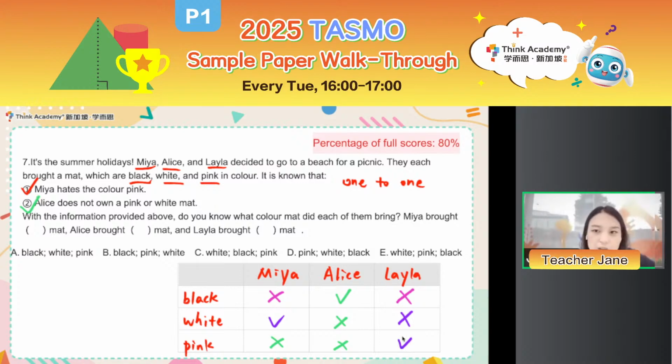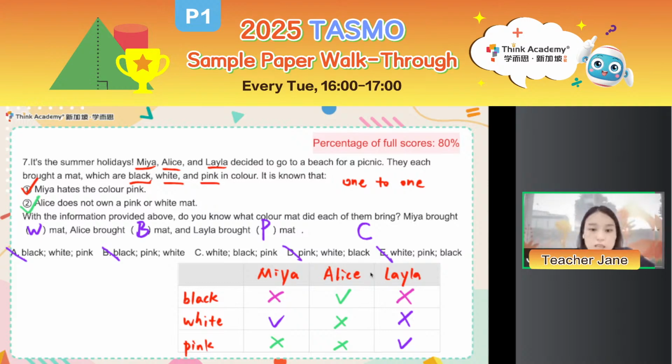So according to here, we can see Mia chose the white one. Okay, so we can cross A, B, D. And choose the black one, the black mat. So we can see this time which one is correct. Option C, right? Okay, and then Leila brought which mat? Yeah, that is the pink one. So the final answer here should be C.